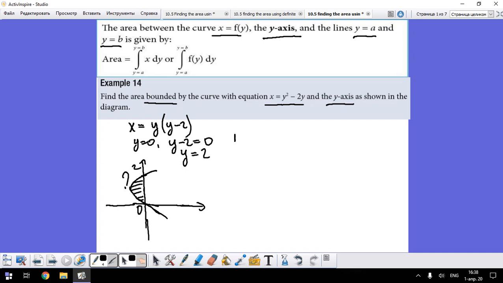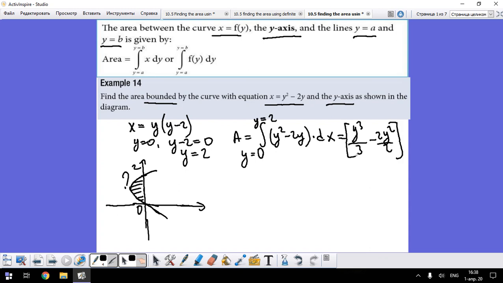Let's take the area. The area will be the integral from y equals 0 to y equals 2 of our function. What's our function? Just y squared minus 2y, dy. Now let's integrate it. What should be the integration? It will be y cubed divided by 3 minus y squared, in the parentheses, evaluated from 0 to 2.